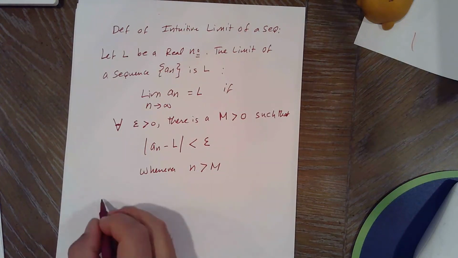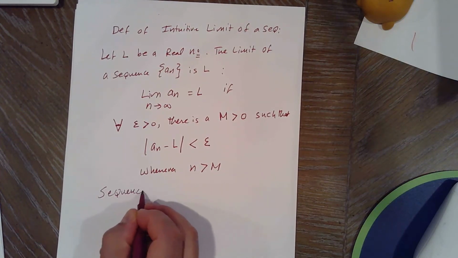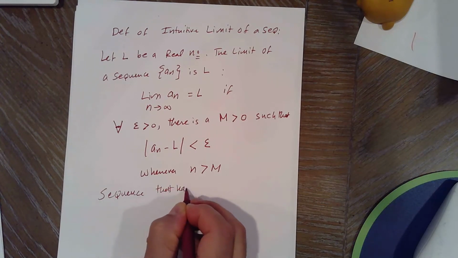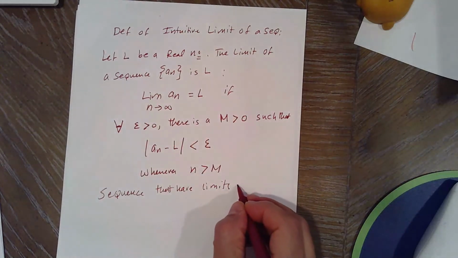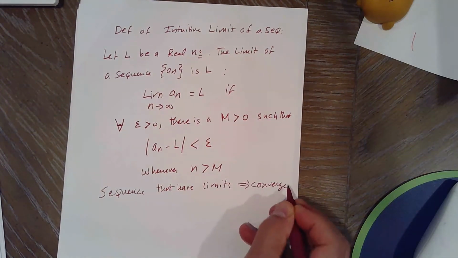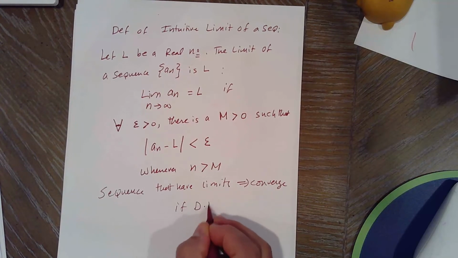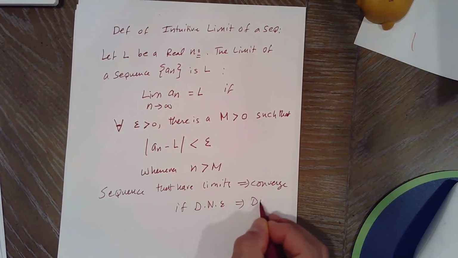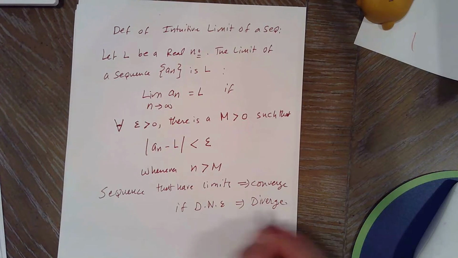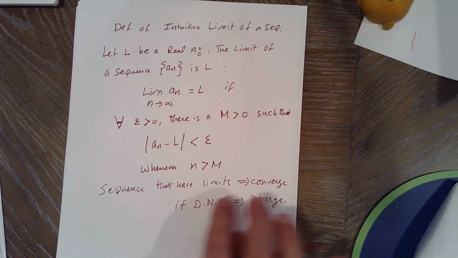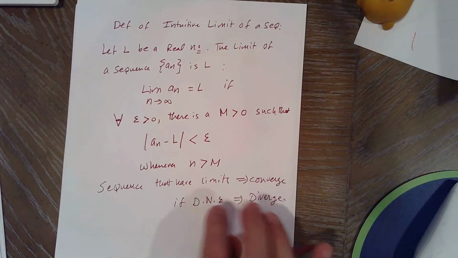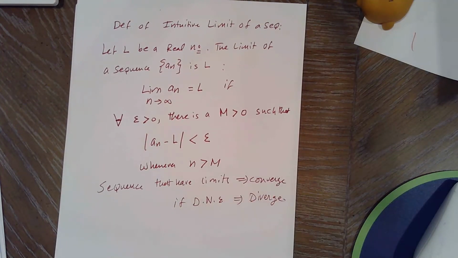So what we need to know from there is sequences that have limits. If the limit exists, that means they converge. And if the limit does not exist, then the sequence diverges. That's very important, because that's going to help us decide whether a sequence converges or diverges. We find its limit. If you get a number, then it converges. If you get, say, infinity or two different numbers, depending on which way you go, infinity, negative infinity, positive infinity, then it diverges.